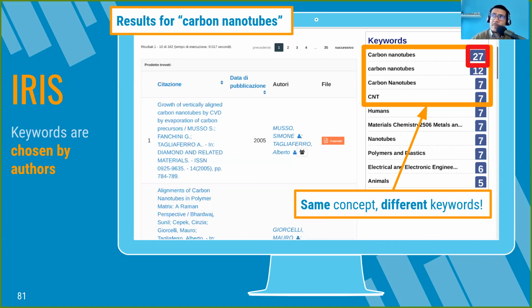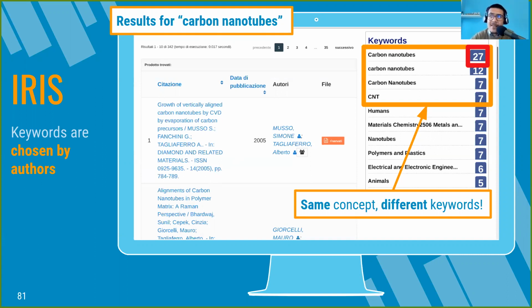And this is a clear example, because if you type carbon nanotubes on the search engine of Iris, you retrieve all these publications, but you also retrieve different keywords that are used by the authors in order to tag their publications. So for instance, here you can see carbon nanotubes, and here you can see CNT. So in this case, we have the same concept described using different keywords. We get 27 publications that are tagged using carbon nanotubes and 7 publications that are tagged using CNT.